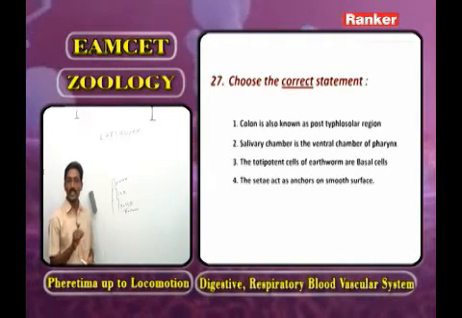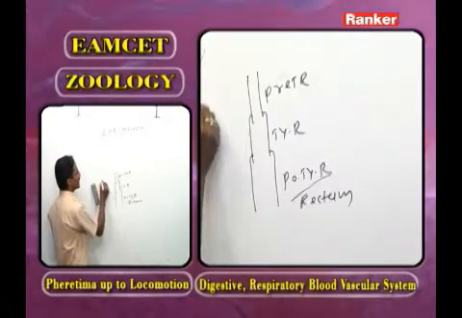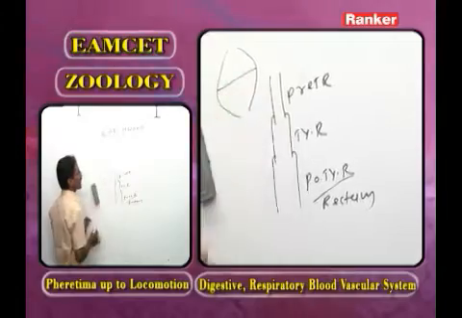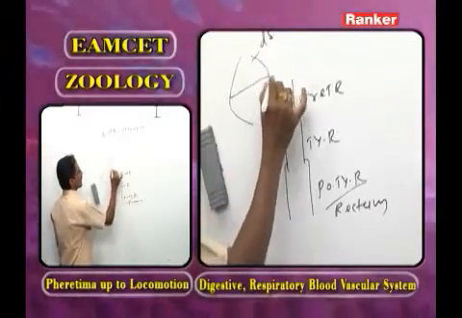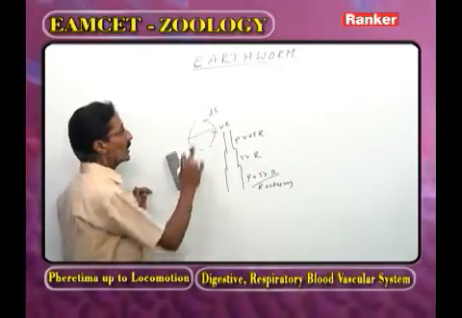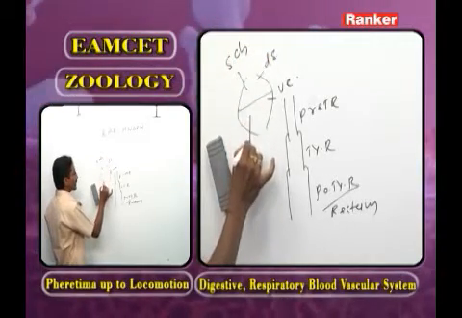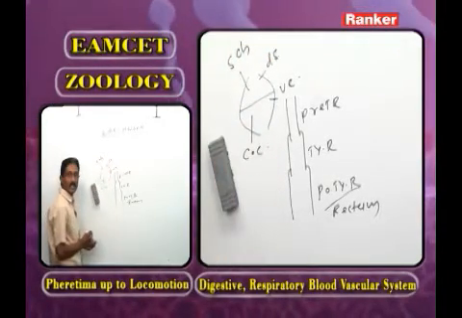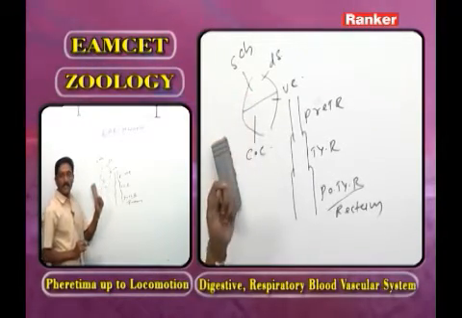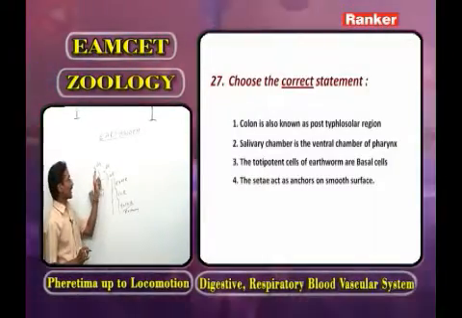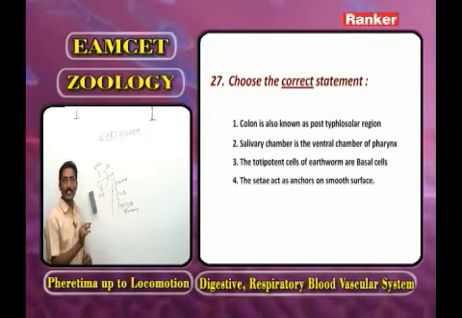Second, salivary chamber is the ventral chamber of pharynx. But as we observe the pharynx, now this is pharynx. In the pharynx, this is the dorsal chamber, this is the ventral chamber. The dorsal chamber is called the salivary chamber. The ventral chamber is called the conducting chamber. Now, what is the second statement? Salivary chamber is the ventral chamber. No, salivary chamber is the dorsal chamber of the pharynx. So, the second statement is wrong.